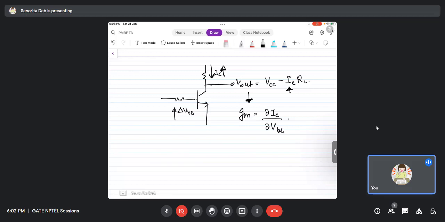Understood? VCC is just a constant, right? So if I consider VCC to be a constant, delta V out is nothing but minus delta IC RC. So if IC increases, V out changes in the opposite direction, with a 180-degree phase shift. That is the reason why the negative sign occurs. That is the logical reason. Mathematically, obviously, when you solve, you will get the negative sign, but this is the logical reason. Am I correct? Making sense?